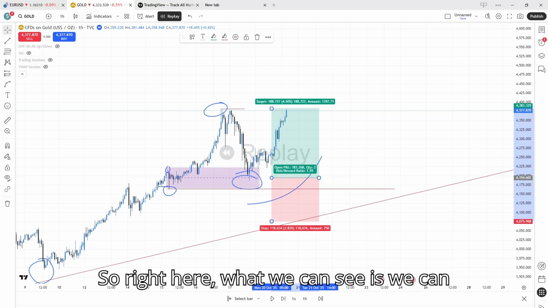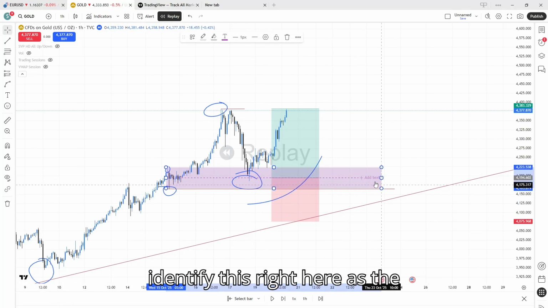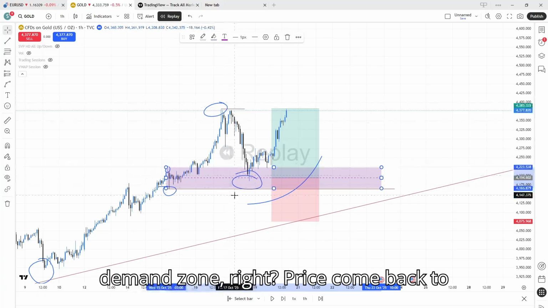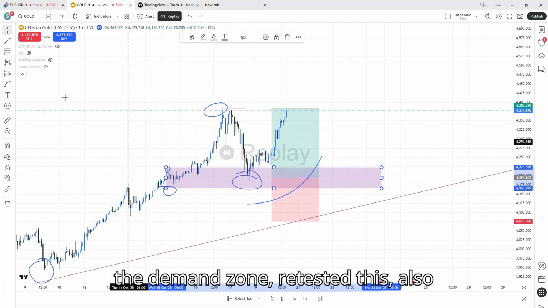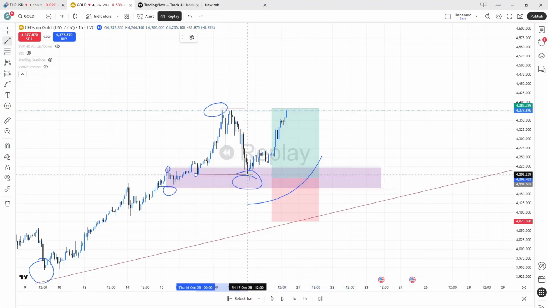So right here, what we can see is we can identify this right here as the demand zone, right? Price came back to the demand zone, retested this, and also created a sweep right here.